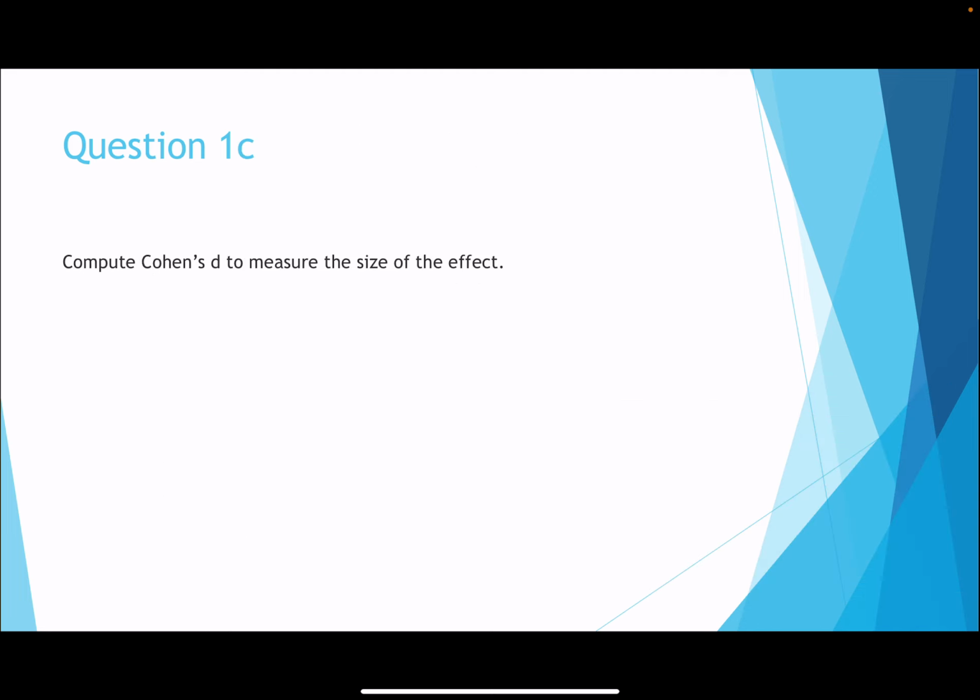All right, and then the last question is we want to do our Cohen's d, or effect size. So remember, when you're doing this, you're going to do the mean of the treatment minus the mean of the not treatment, divided by the standard deviation. In this case, we're doing 56 minus 60, divided by 8. So this is going to give us negative 4 over 8, which would be a negative 0.5.